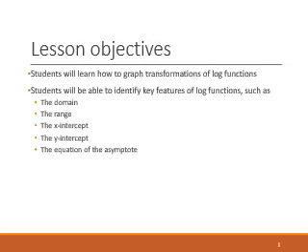after we're done graphing the transformations, we'll go over again key features such as the domain, the range, the x and y intercepts, and the asymptotes. So here we go.